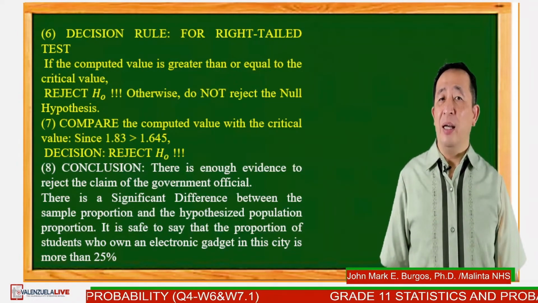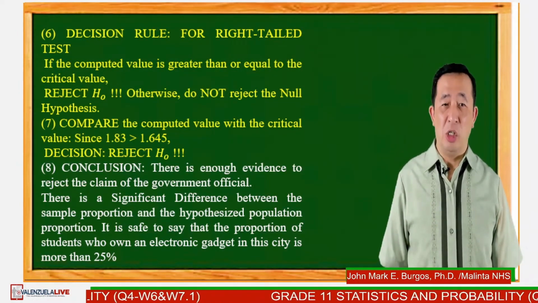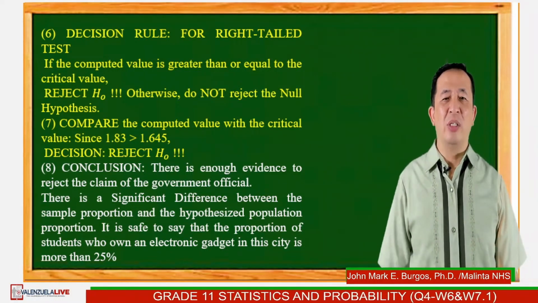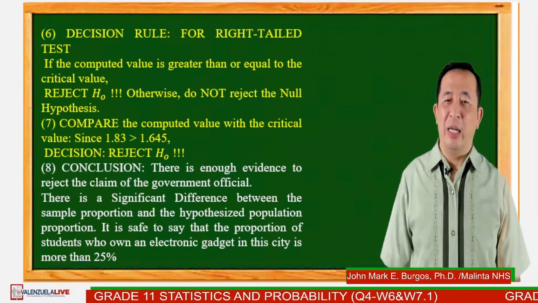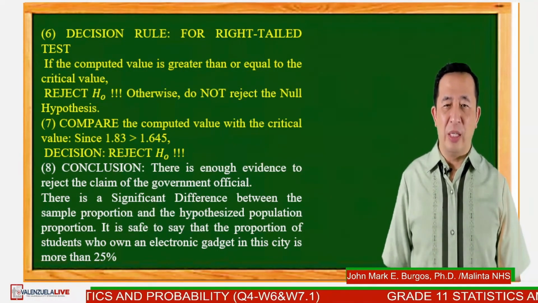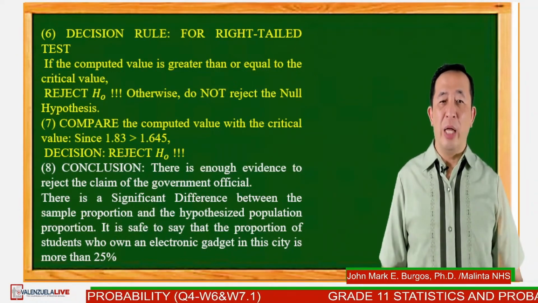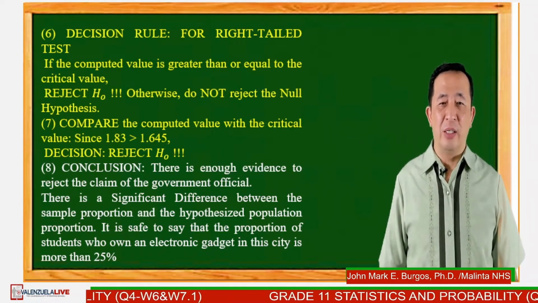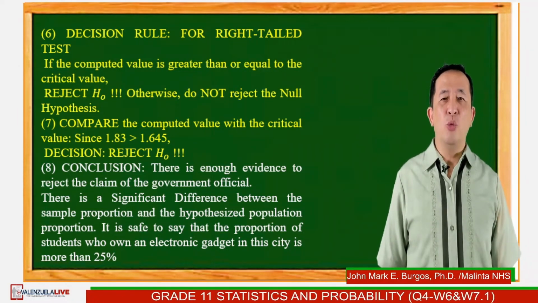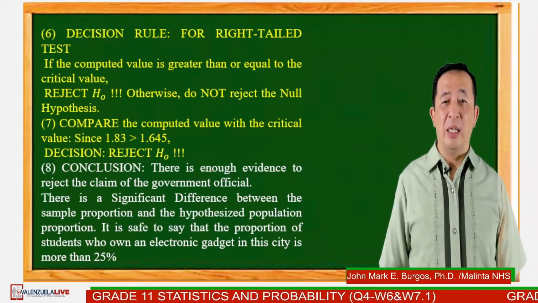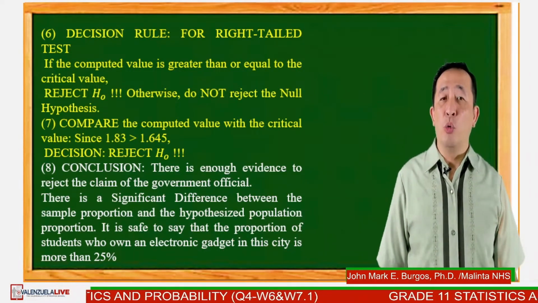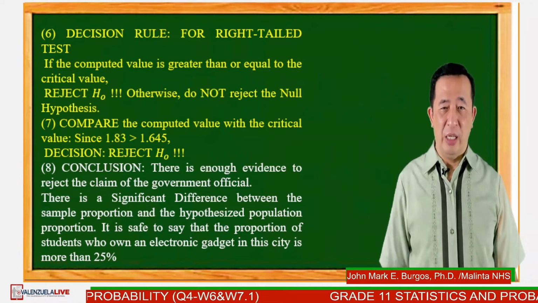The sixth thing that we have to consider is the decision rule for a right-tail test. If the computed value is greater than or equal to the critical value, we will reject the null hypothesis, otherwise we will not reject the null hypothesis. So compare the computed value with the critical value. Since 1.83 is greater than 1.645, the decision will be to reject the null hypothesis.